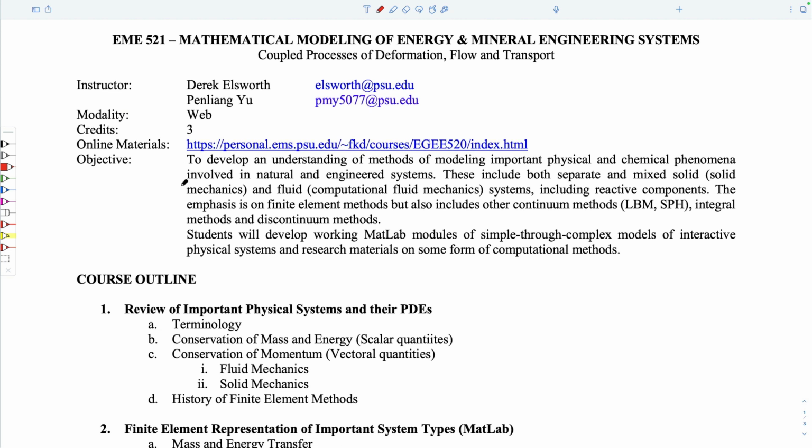This class is a class on numerical modeling of physical systems: mechanical systems, fluid flow systems, fluid transport systems, heat flow systems. And the medium by which we teach it is all in what I would call finite domain models. So things like finite differences, finite element models and volume-centric models. We use finite element models, so all the models used in this class use a numerical technique called finite element models.